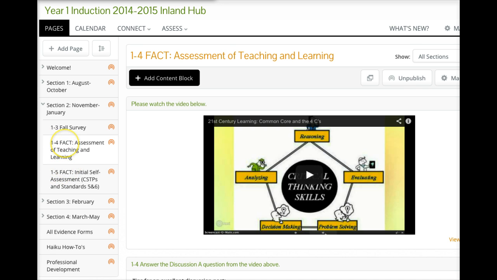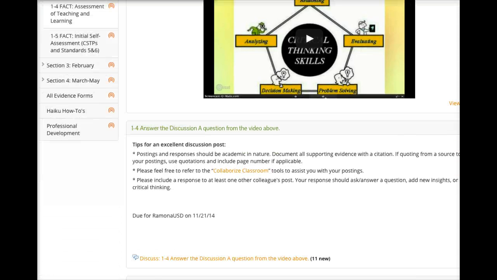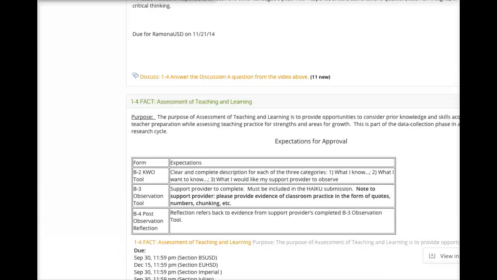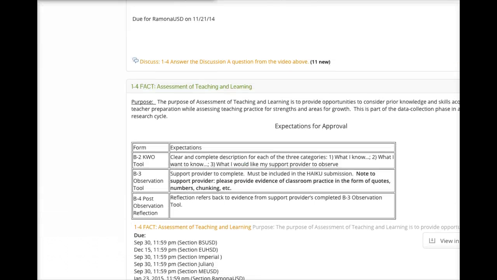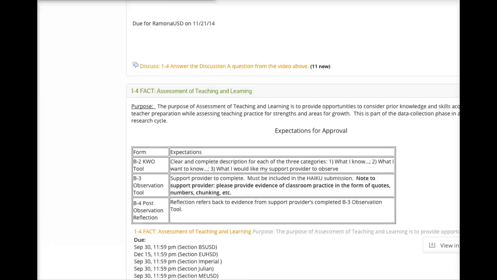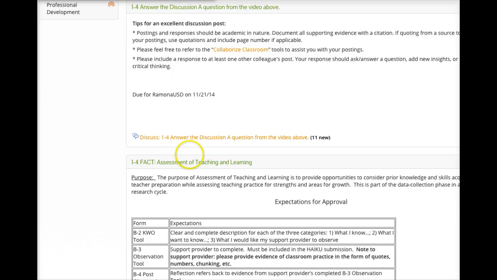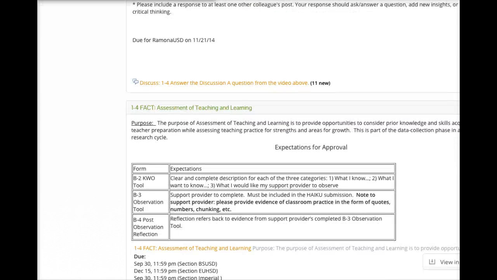So what I've done is I've clicked on 1-4 Assessment of Teaching and Learning. We used to refer to that as Module B. It is the same. We have just named it 1-4 FACT rather than Module B. There is a discussion, and on this page you will note that there's a video and a discussion question. And so we want to remember that that's something that we need to review as well.